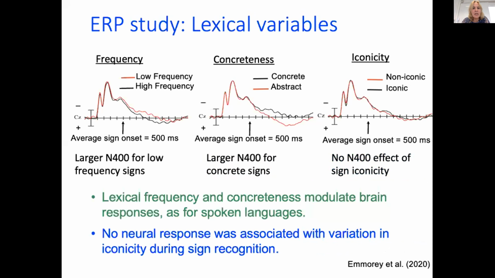So basically what we see are very similar effects of lexical frequency and concreteness compared to spoken languages, although we see this interesting difference in the distribution for frequency effects. And we saw no neural response that was associated with variation in iconicity during sign recognition.